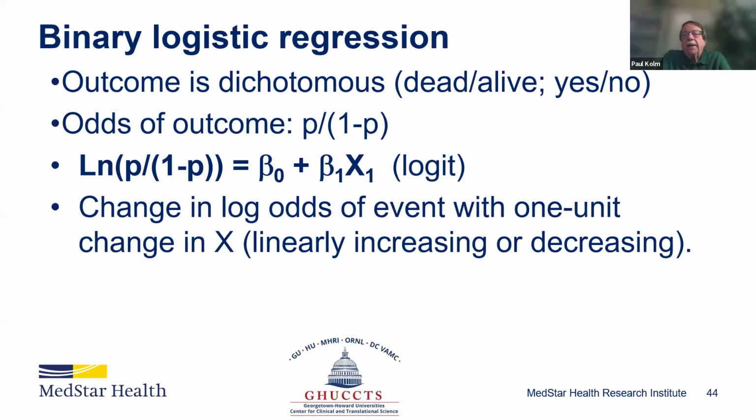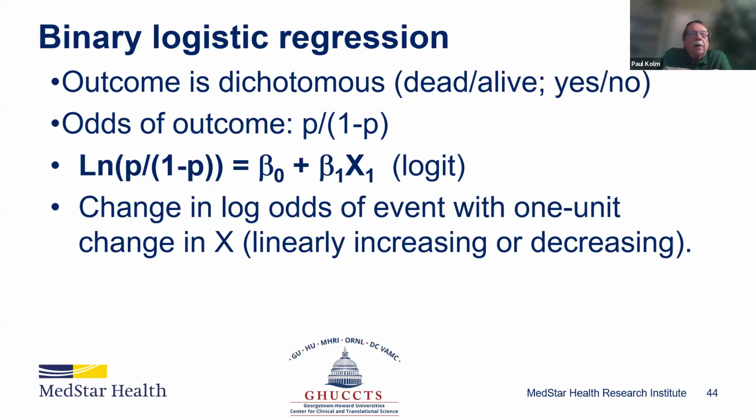Okay, so now I want to end up by talking about area under the curve related to logistic regression. And so, as you recall from what we're doing in logistic regression, we have an outcome that's dichotomous. Dead, alive, yes, no, or disease, not disease. And the odds of the outcome is the probability of the outcome divided by 1 minus the probability of the outcome. And so then what we're going to model is what we call the logit, or the log of the probability divided by 1 minus the probability.